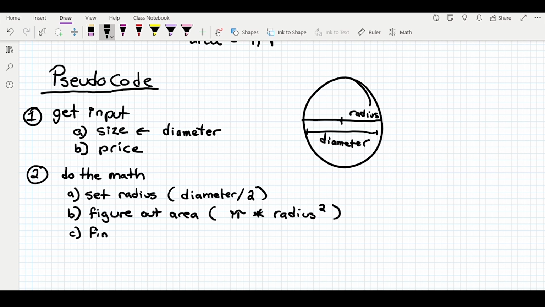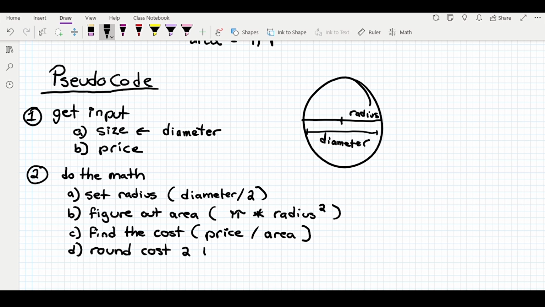So find the cost. And the cost is going to be the price divided by the area. So in parentheses, we can say price divided by area. And then we also want to round the results. So round cost 2 decimal places.